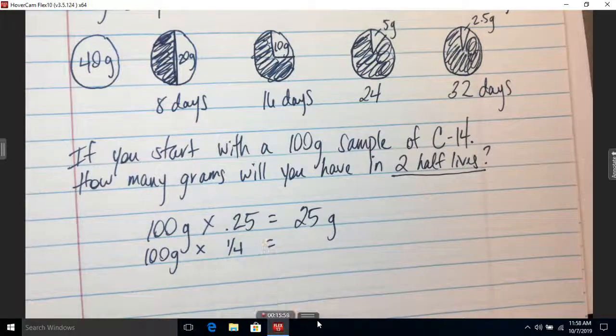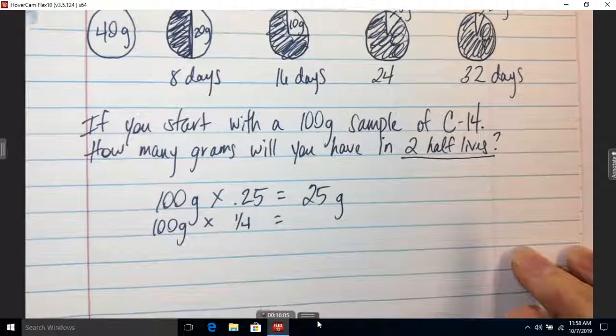Put that in your calculator. 100 times 0.25. That's why I told y'all to get calculators. You're going to have to be able to do all this by yourself.